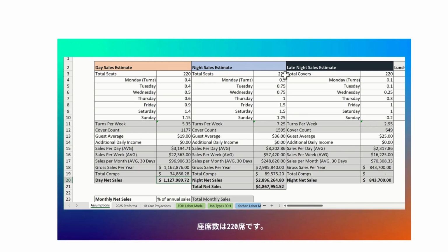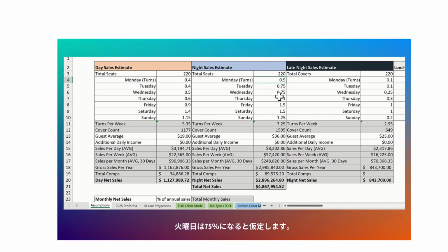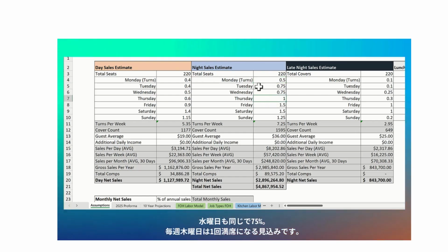So again, we have our 220 seats. Night's going to be a little bit busier than day. So we're assuming that on Mondays, we're going to do 50% of our 220 guests, which would be 110 guests. Then Tuesdays we do 75%. Wednesdays, again, 75%. Thursdays, we think we're going to fill up the restaurant one time.